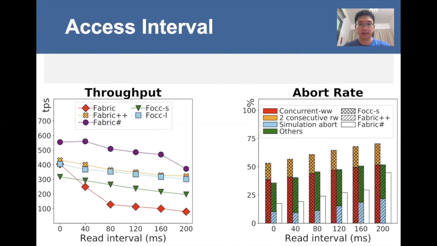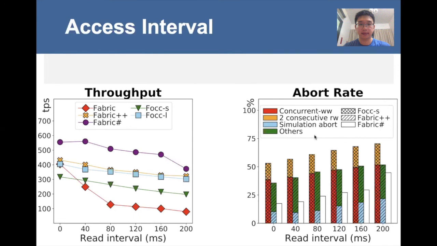Note the declining red curve in the right figure. It demonstrates the original Fabric's remarkably degrading performance when the transaction simulation time increases. This is easy to imagine, as the original Fabric prohibits concurrency between transaction simulation and block commit, as explained above.